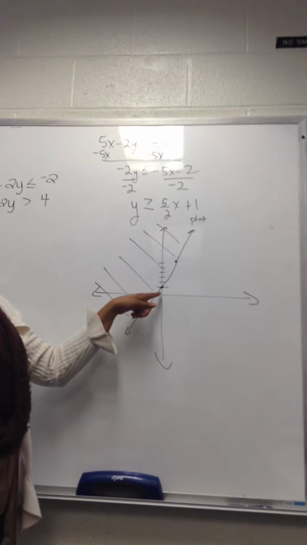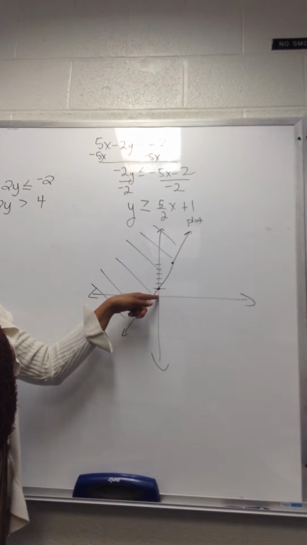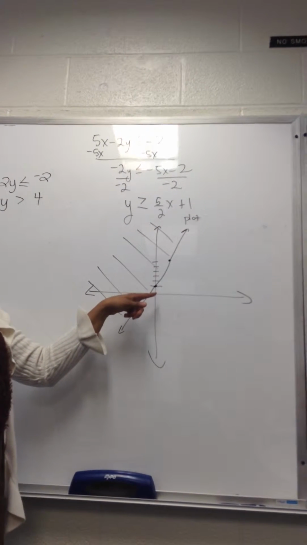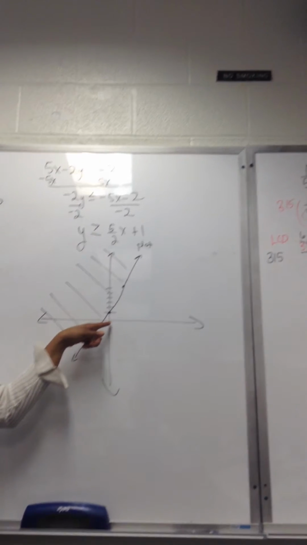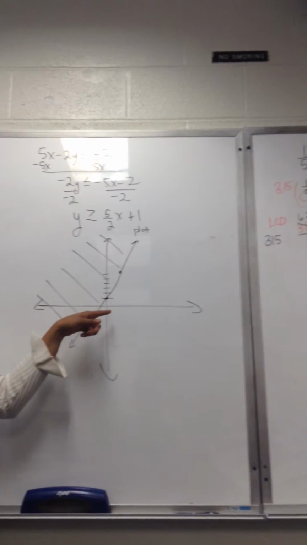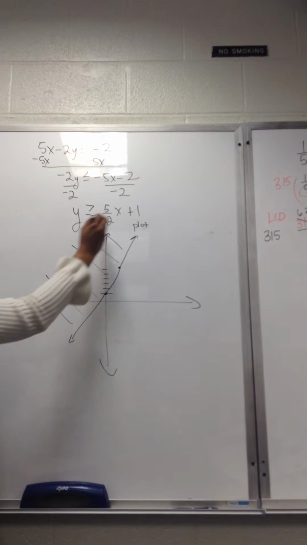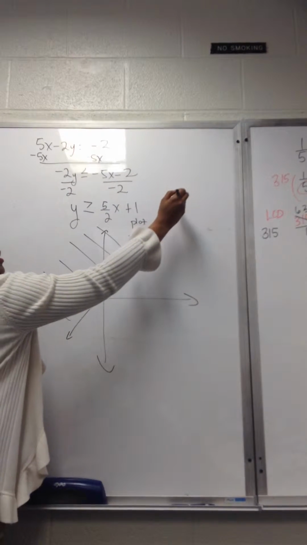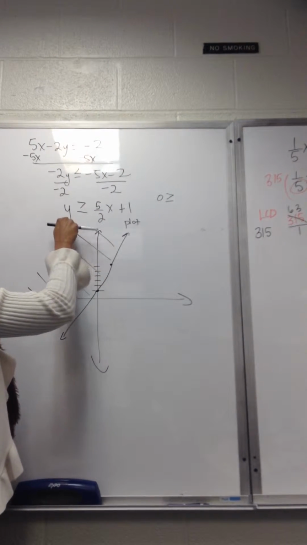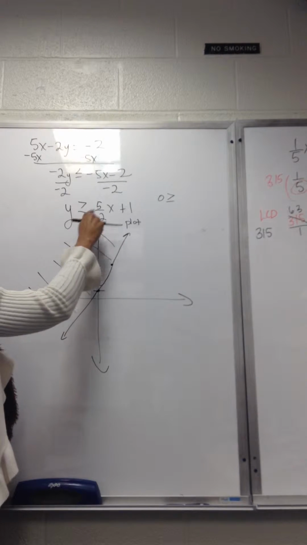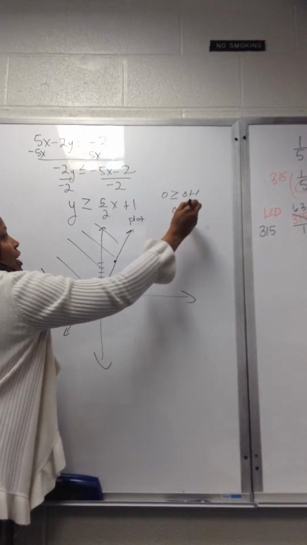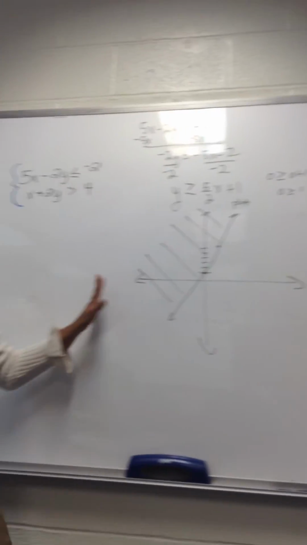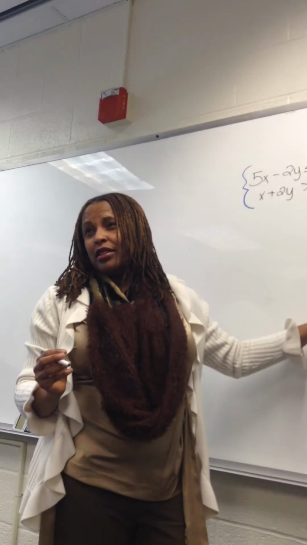You can choose the test point 0, 0 because it's a nice point to test. If I plugged in the point 0, 0, my answer should not work. It should be false. And it is. If I put a 0 here, 0 for y is greater than or equal to 5/2 times 0 is 0. 0 is not greater than or equal to 1. So that shows me my graph is correct.